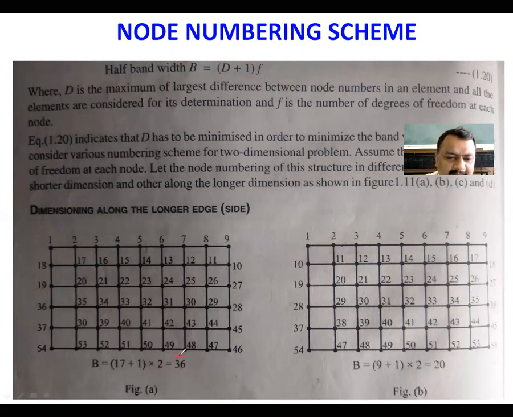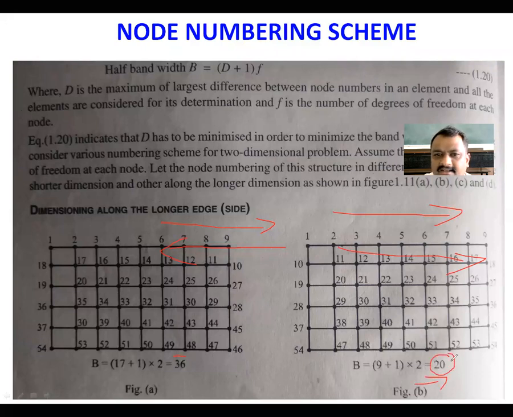Now instead of numbering along the longer side and repeating as in the earlier case, we have numbered both in the same direction. So there is a decrease in the bandwidth from 36 to 20. Is this point clear? If I just number it in a different way from the previous one, the bandwidth has decreased from 36 to 20. Is this point clear, everybody? Can you understand this?